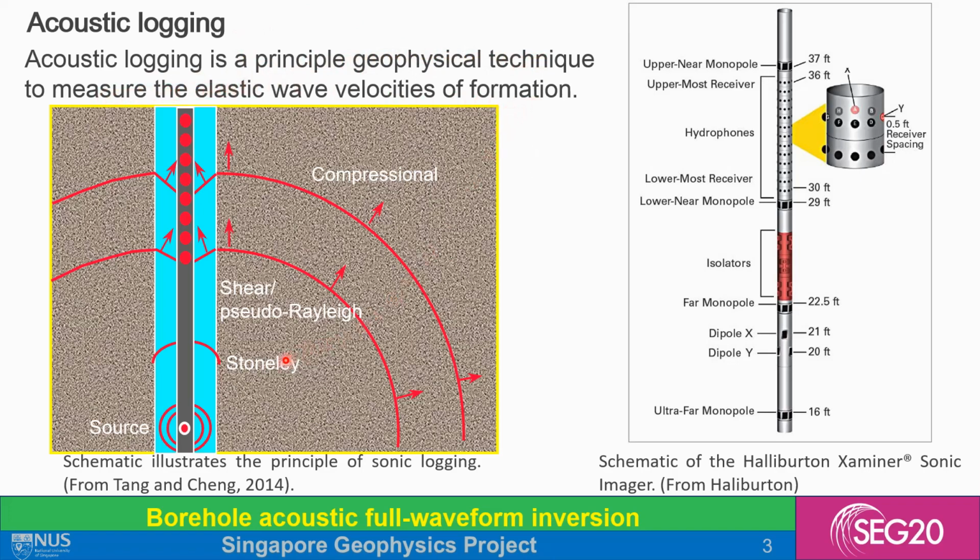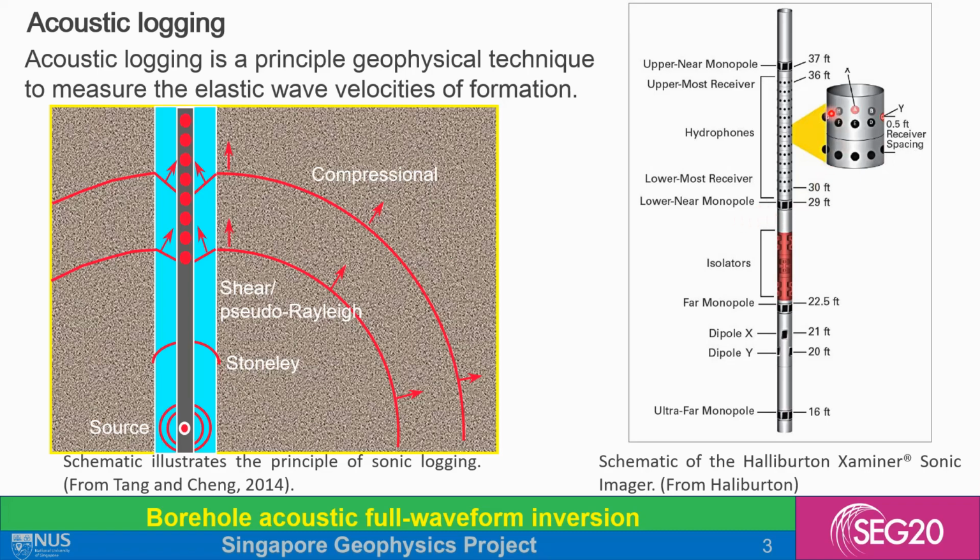The acoustic logging tool mainly consists of transducers of source and receivers. We follow the recording geometry of the Halliburton Examiner Sonic Imager, which is an advanced acoustic logging tool. The tool has 4 monopole sources and a pair of dipole sources. In this project, we use only the ultra-far monopole source, far monopole source, and lower near monopole source. Monopole means the acoustic waves generated by the source radiate equally in all directions.